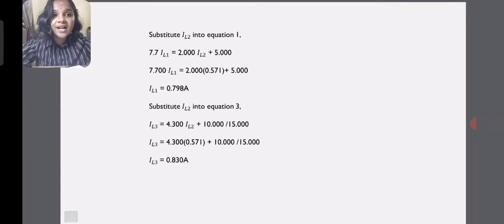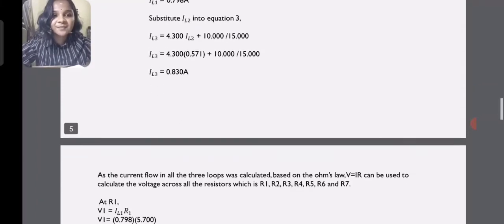Then in order to find IL3, we substitute IL2 into equation 3, which is IL3 equals (4.3 times IL2 plus 10) divided by 15. So our answer for IL3 is 0.830 amperes.